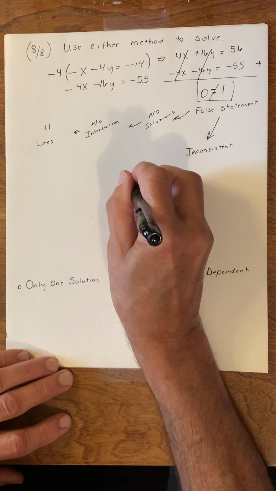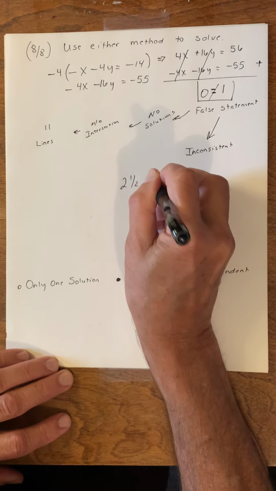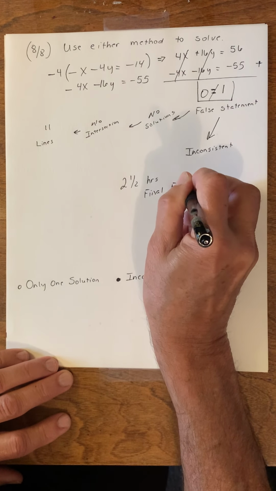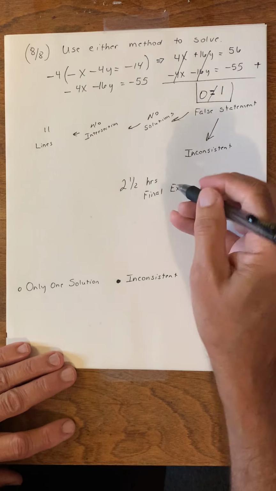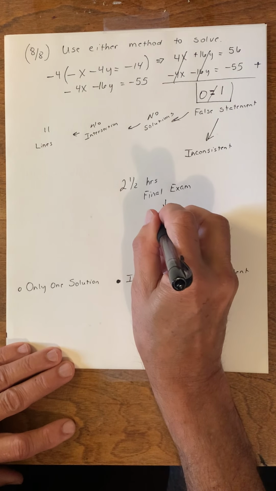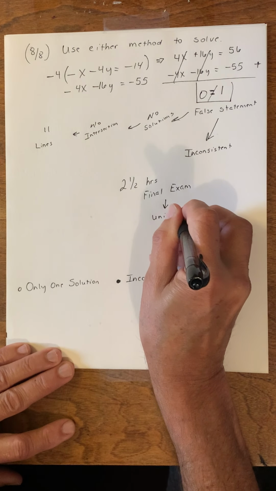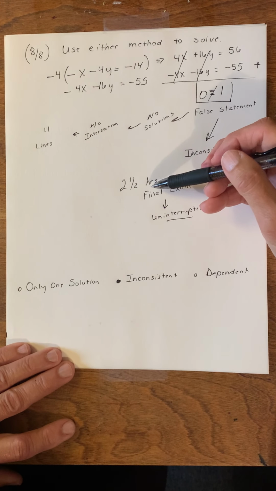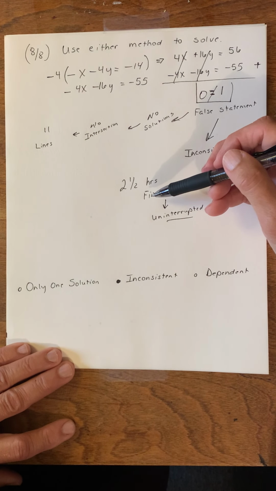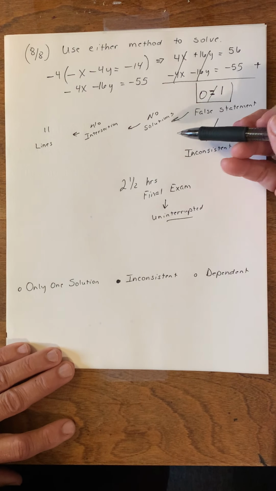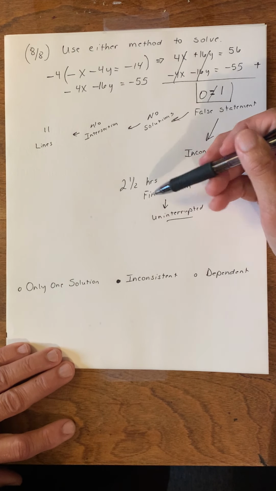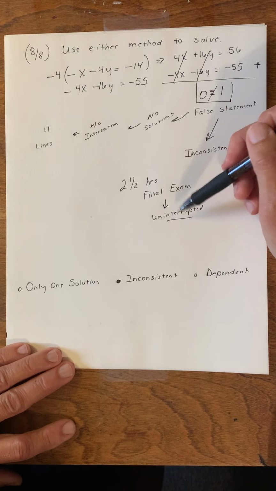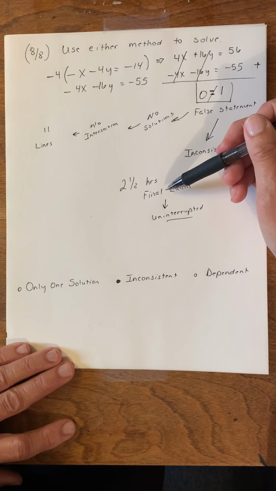You'll also have 2.5 hours for your final exam. More than enough time that you'll need. But remember, this is uninterrupted. What that means is once you start, you have 2.5 hours to finish. You cannot stop and come back and go eat lunch and come back and take a nap and come back. You have 2.5 hours of uninterrupted time once you begin the final exam.